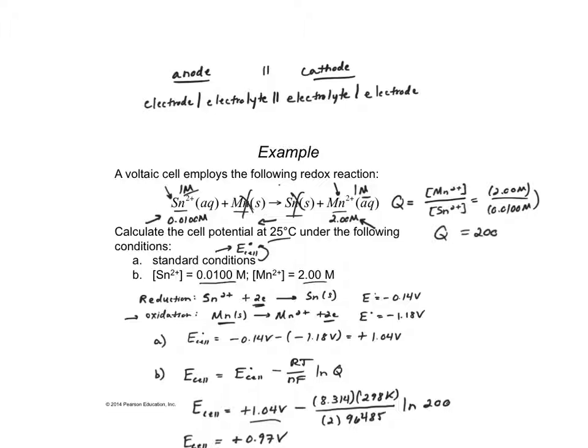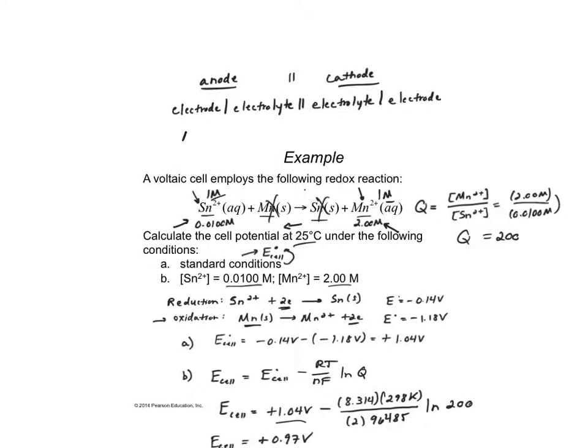So we would write that shorthand notation as Mn, then solid, then a single bar for the phase change to the electrolyte, the ions that the manganese solid is sitting in, which is Mn2+. And we write aqueous after that. There's nothing else in there, it's just manganese by itself. So then we have a double bar for the salt bridge. Now the electrolyte for the cathode half cell is our tin, so we would write Sn2+, aqueous, solid line indicating a phase change to Sn solid.